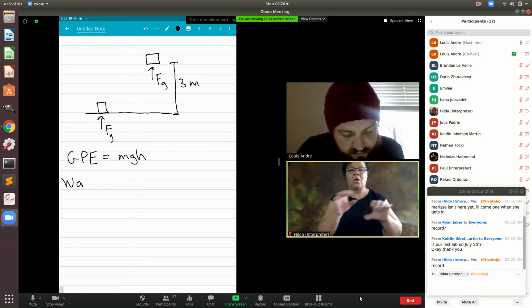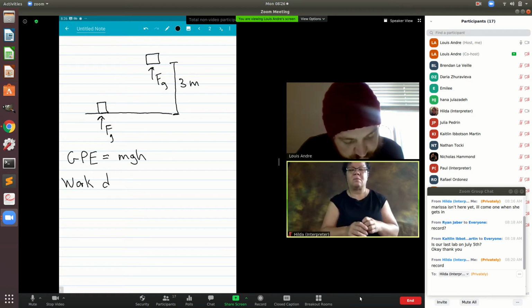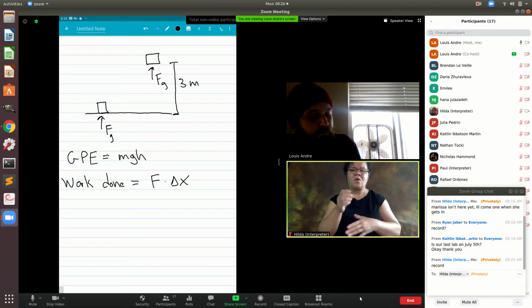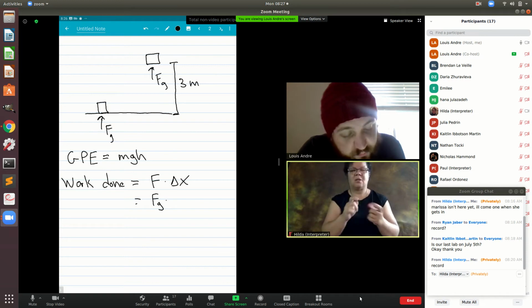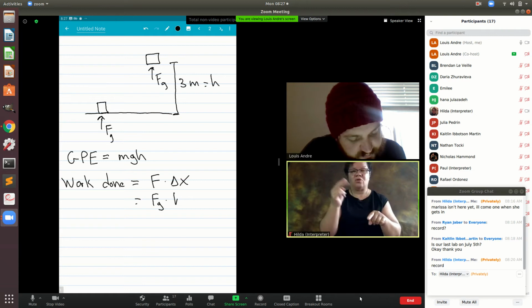So the work done is always going to be force over the change in distance, right? So the force applied here is actually the force of gravity, and the change in distance here is whatever height this is here, h, which is 3 meters. So we'll go ahead and change that over.